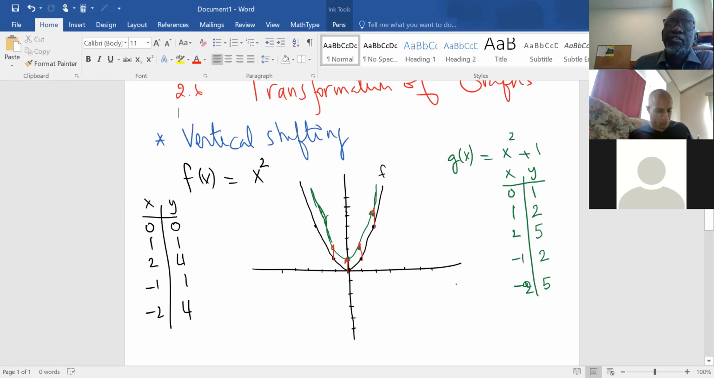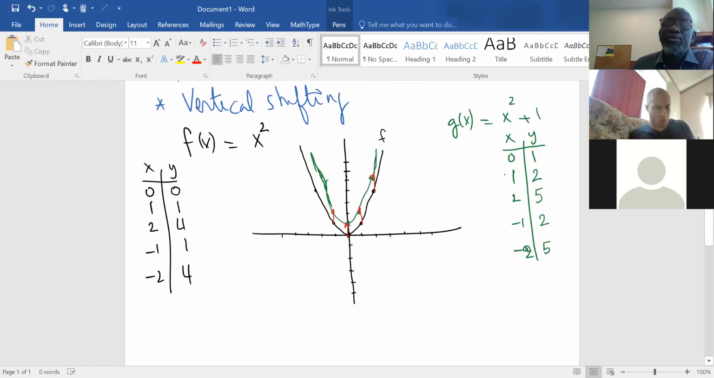So look now, how can we express g in terms of f? You see, g of x is x squared plus 1. What is x squared? Is it f of x? So what we have established is g of x happens to be f of x plus 1, right?